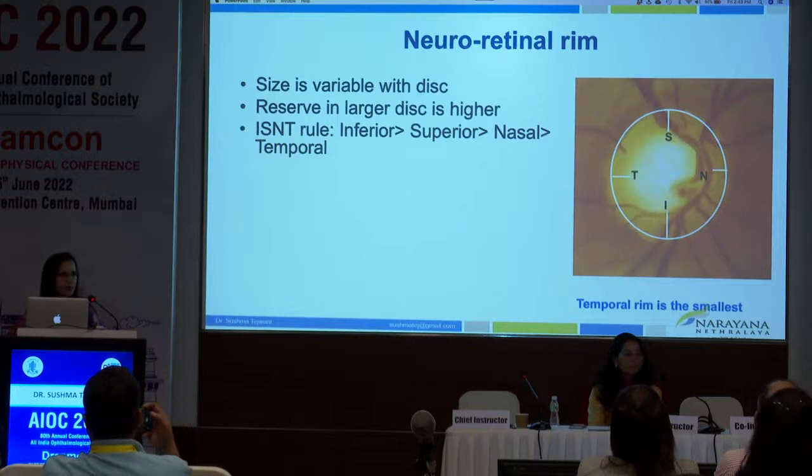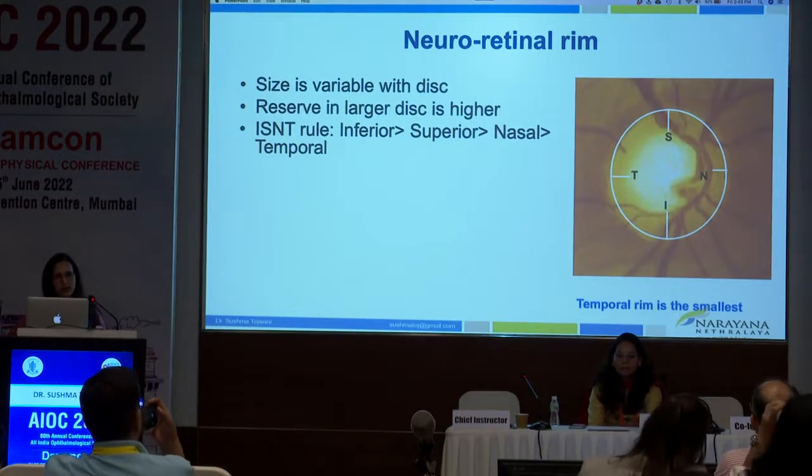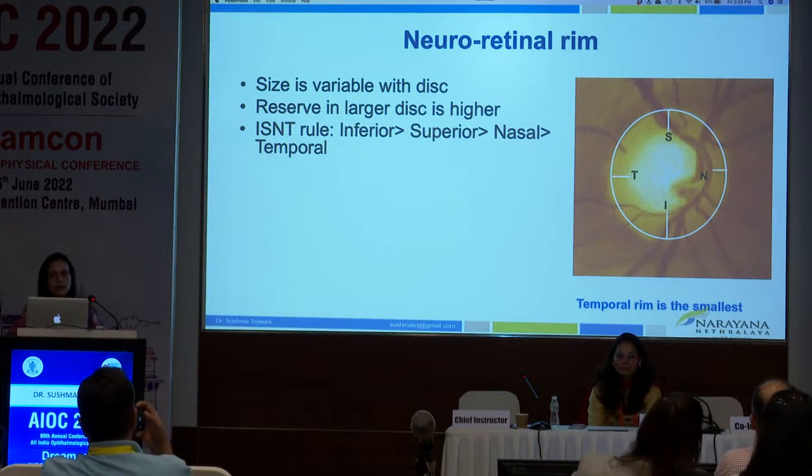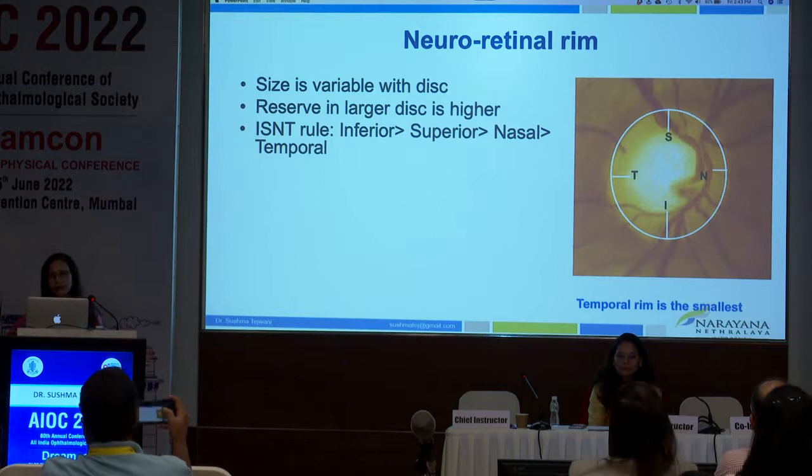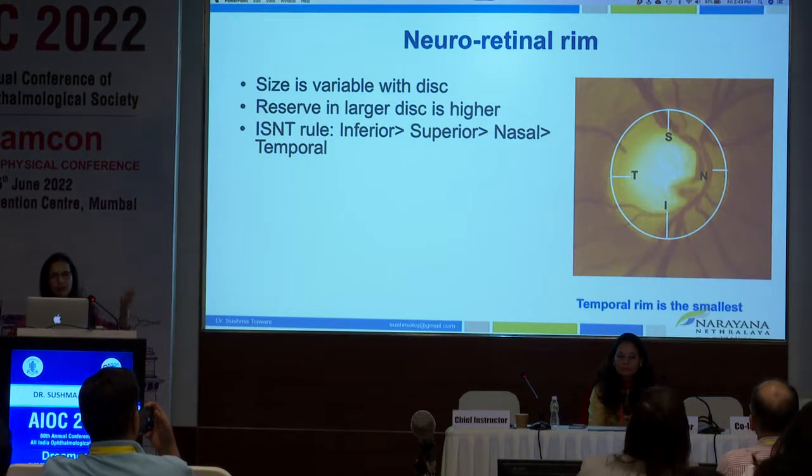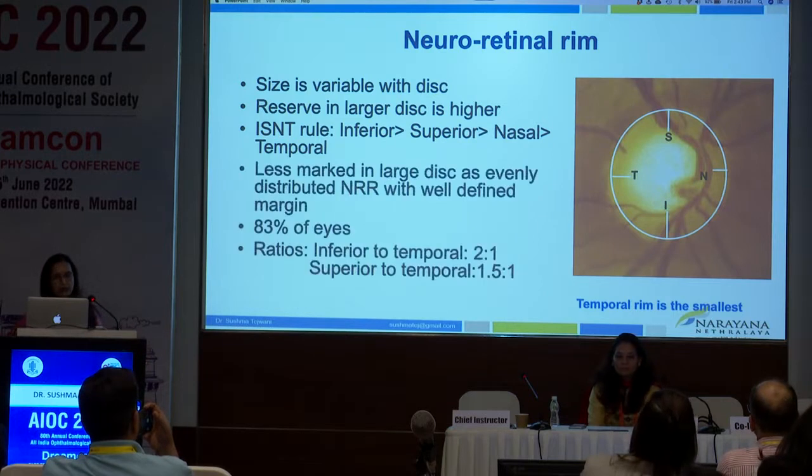Coming to the neuroretinal rim, well, this is the most important part, because that is where the ganglion cells lie, and that is what we are interested in. We don't want the loss of NFL or neuroretinal rim, so that has to be evaluated carefully. There is an ISNT rule, I'm sure all of you are aware, which says that the inferior rim is bigger than the superior, and then the nasal and the temporal, so you have to keep that in mind.